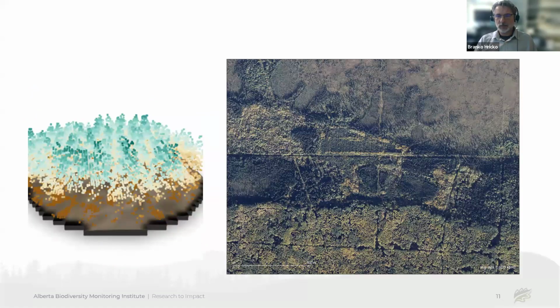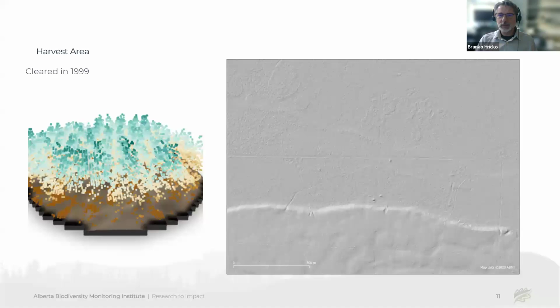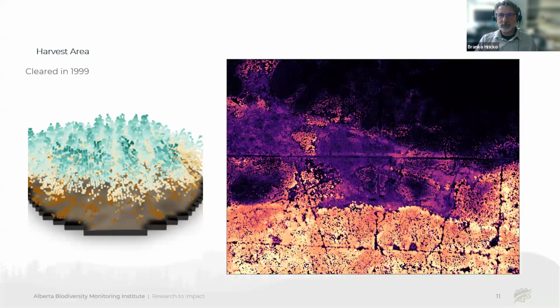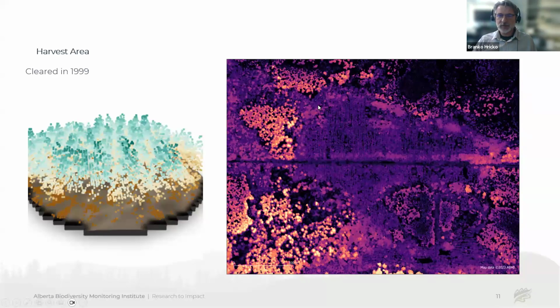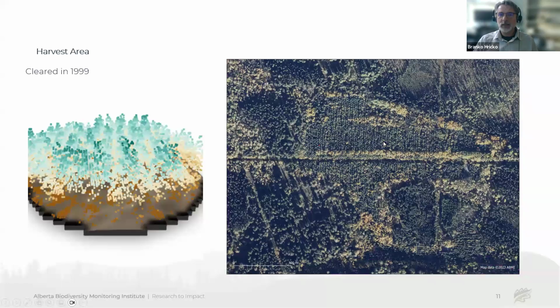The second example I want to show you is the harvest area that has been cleared in 1999. We collected LiDAR for this area in 2022, so it's approximately 20 years old planted forest. There, it is on a quite flat topography, but when we zoom closer, you can actually see on a canopy height model rows of the vegetation that were planted those 20 years ago.